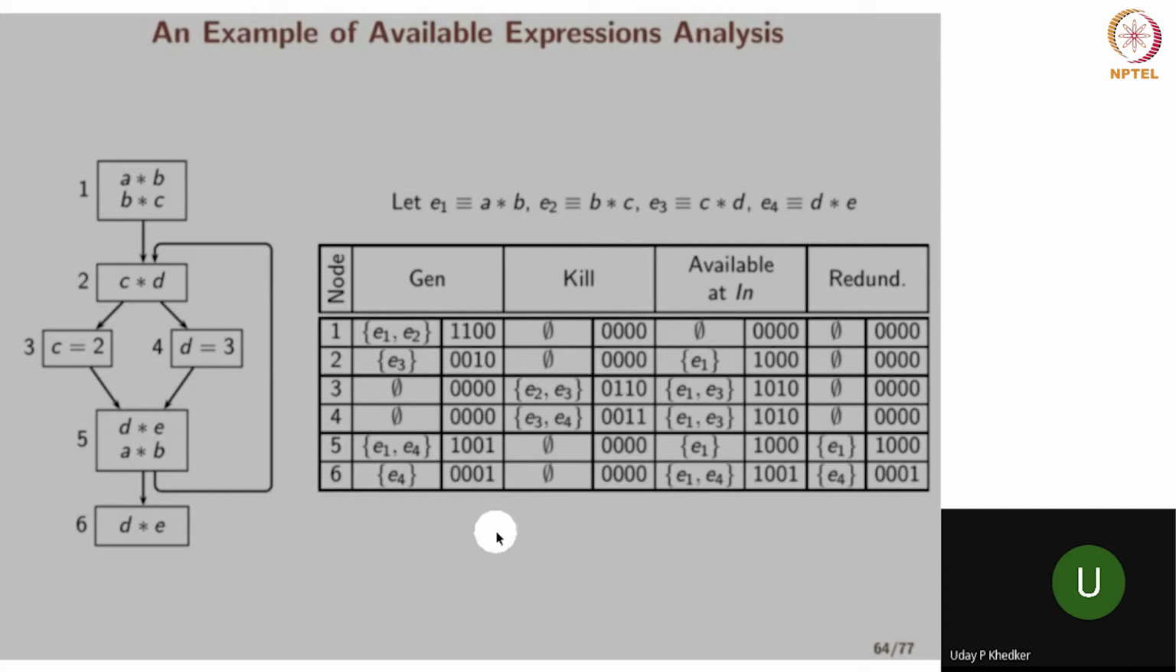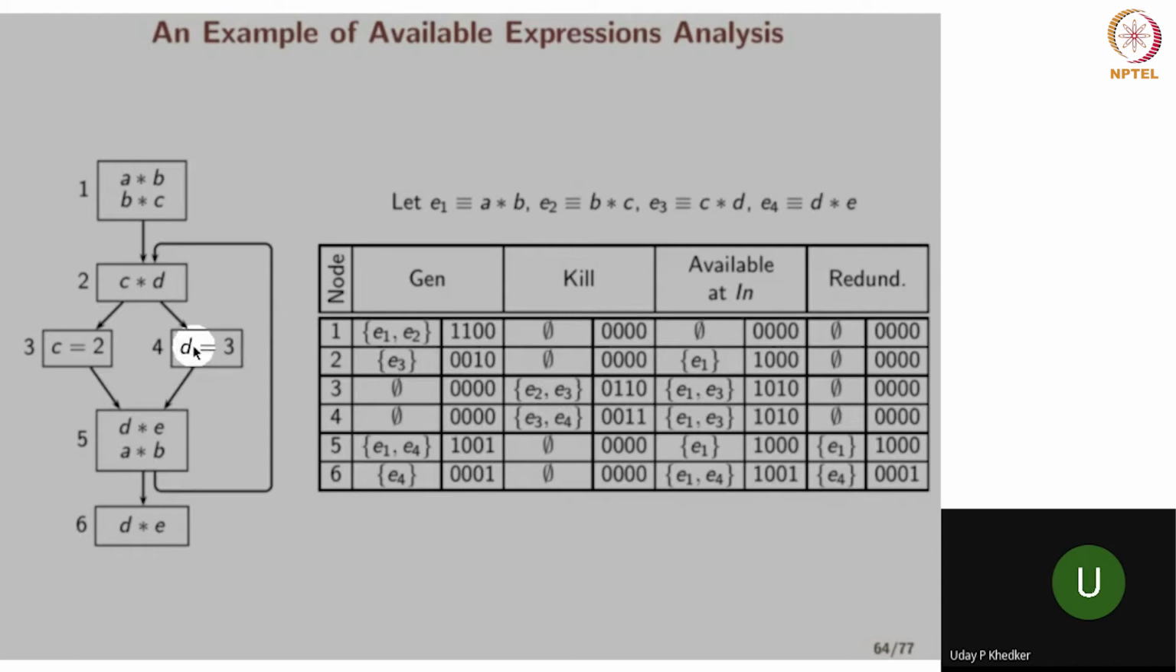So we're talking about gen and kill. So here we have the simple program. In basic block 1, the availability of A star B is being generated. In basic block 2, the availability of B star C, C star D is being generated, which is E3. In basic block 3, we have an assignment to C, and therefore it will kill E2, which contains C, and it will kill the availability of E3, which contains C star D, which contains a variable C. So therefore, basic block 3 kills E2 and E3.